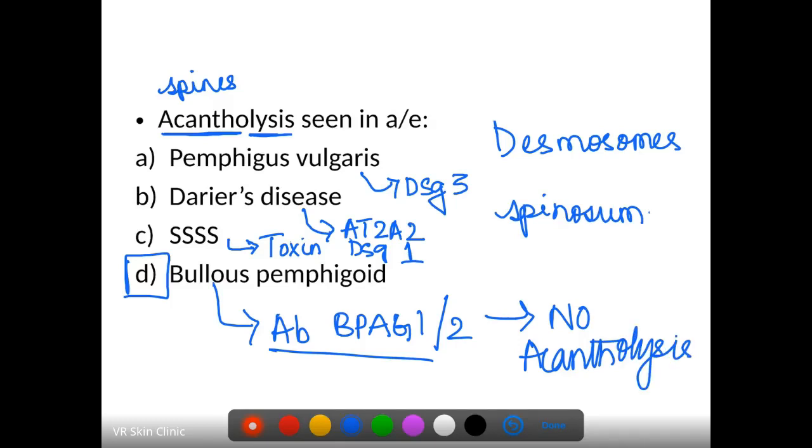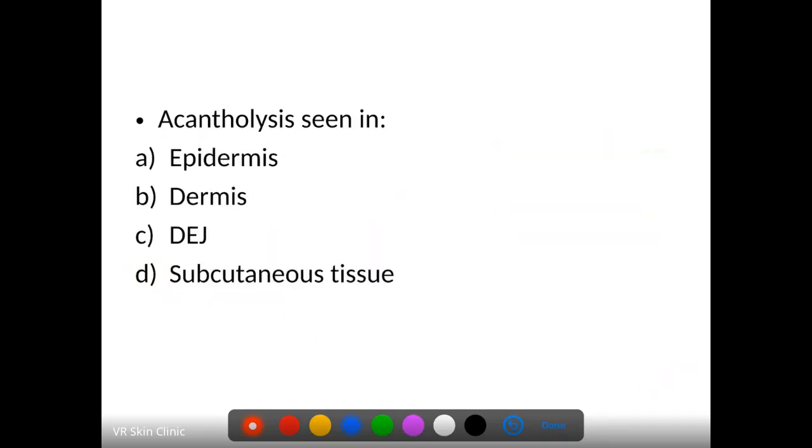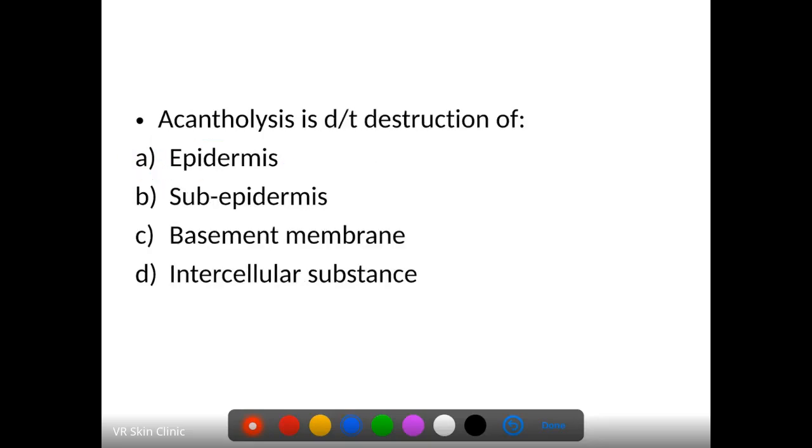Next, acantholysis is seen in dermis, epidermis, DEJ or subcutaneous tissue. Epidermis, definitely, and that too mainly in the stratum spinosum layer. Acantholysis is due to destruction of epidermis, subepidermis, basement membrane zone, or intercellular substance? Intercellular substance, that is desmosome, is the answer. That is why we see acantholysis.